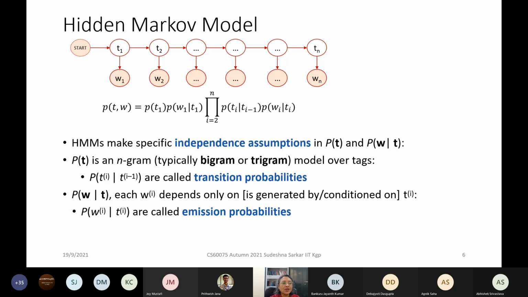Okay. So in hidden Markov model, we make some specific assumption.